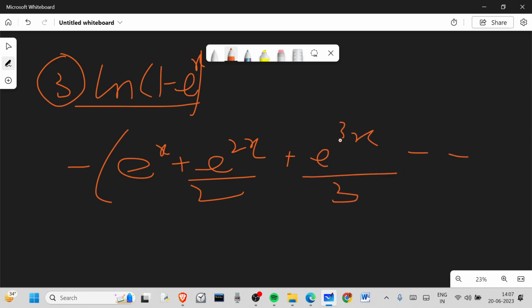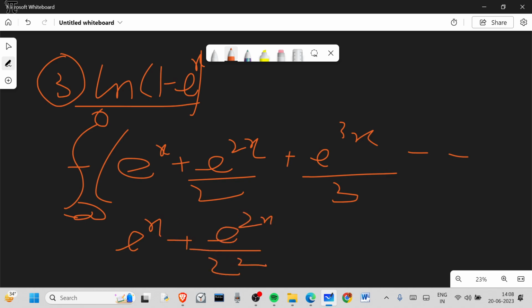And now what I'm doing, I'm just integrating it from minus infinity to 0. It will again become e to the power x. It will become e to the power 2x by 2 square. Wow. This will become e to the power 3x by 3 square. Wow. And it goes on. And now putting limits 0, this all will become 1, which is zeta at s, and the negative is outside.